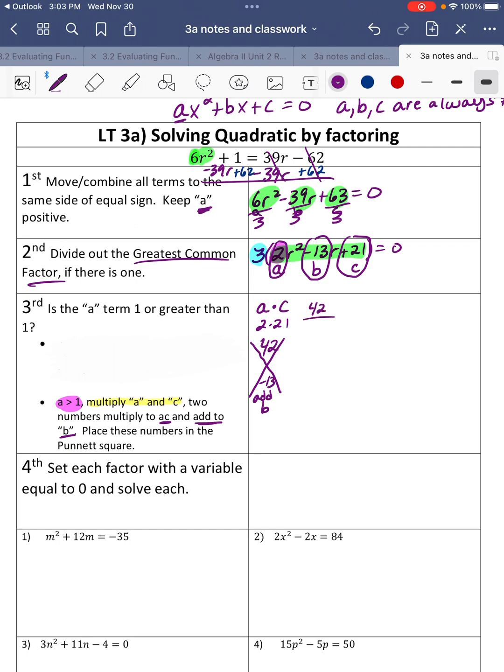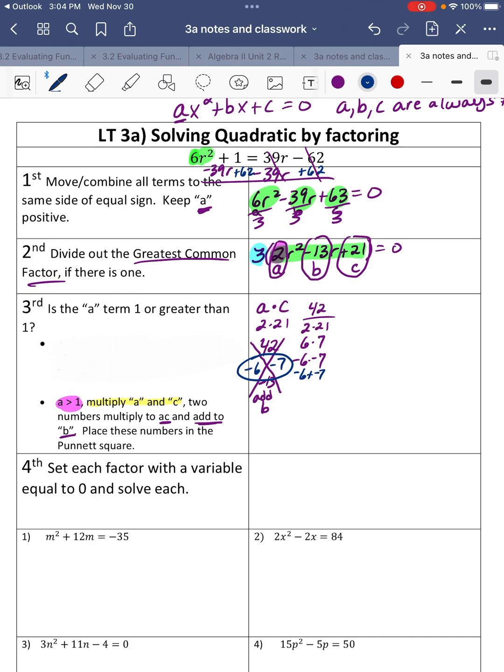If you can't think of this, write it off to the side. Two numbers that multiply to 42. So 2 times 21. We have 6 times 7. Now 6 times 7, that's interesting. So 6 plus 7 is 13. I need negative 13. So don't forget about the negatives. Two negatives always multiply to a positive. So negative 6 times negative 7. These are the numbers I'm looking for, because negative 6 plus negative 7 is negative 13. Those are my two numbers.